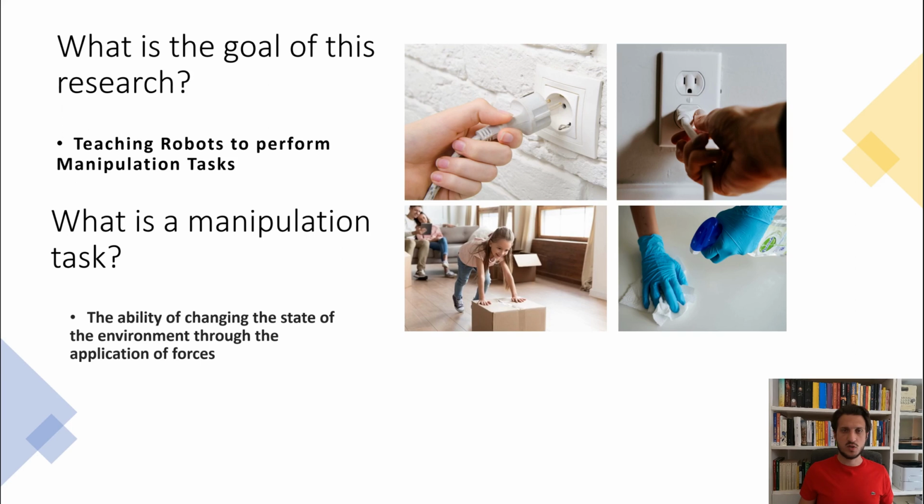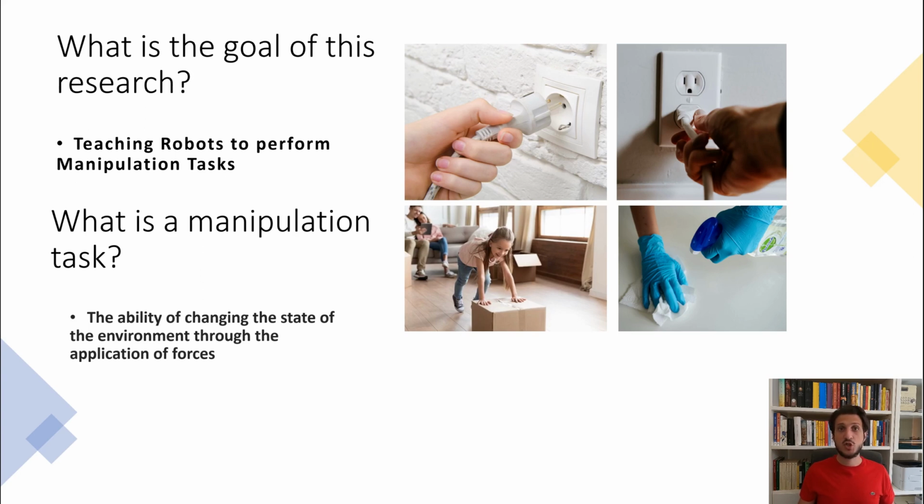What is the goal of this research? The goal of this research is to teach robots how to perform manipulation tasks. And what is a manipulation task? A manipulation task is the change of the state of the environment that is surrounding the robot through the application of forces. Here we have some examples of manipulation tasks.